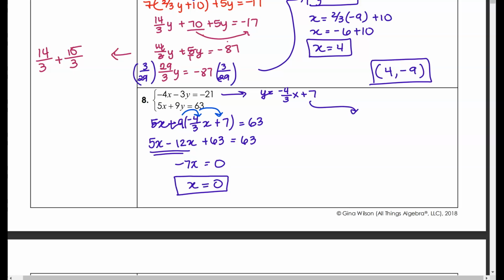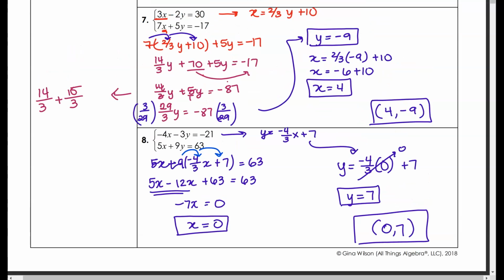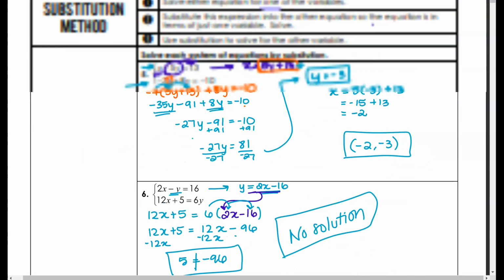So now using this equation, let's go ahead and plug that in. So we get y equals negative 4/3 times 0 plus 7. This goes to 0. So we're just left with y equals 7. So that tells us that the solution set is when x equals 0, y equals 7 is our answer. So that one is another example of a unique solution.